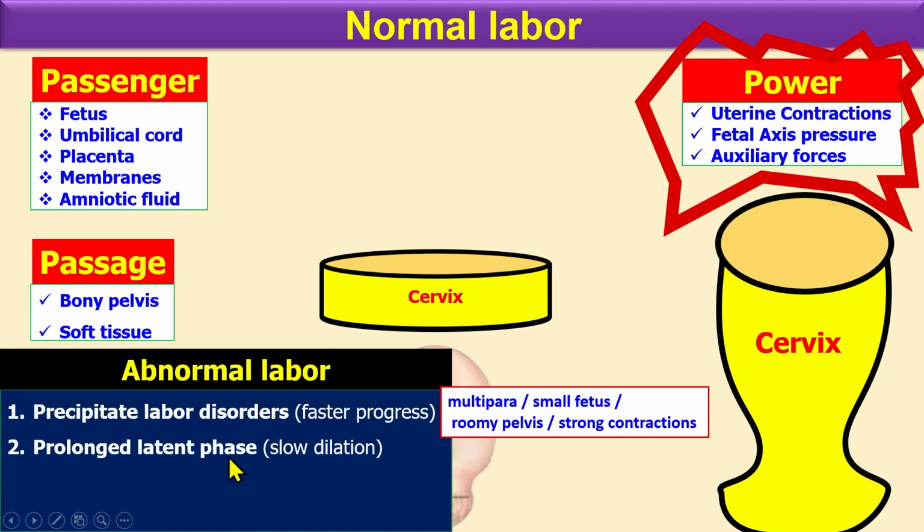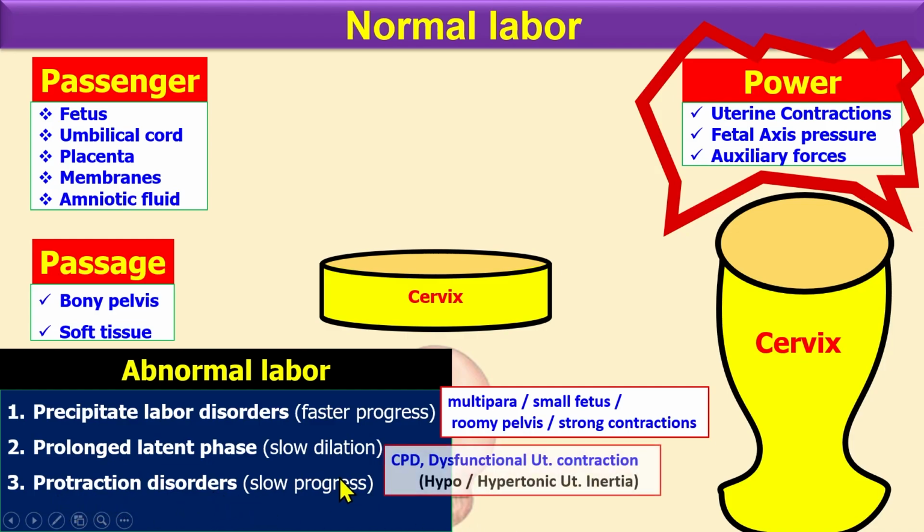Or the prolonged latent phase, meaning slow dilation. Or the protraction disorder, which is slow progress, as protraction means slow, of either the first stage or the second stage. This slow dilation and slow progress occur in CPD, the cephalopelvic disproportion, or in dysfunctional uterine contraction, like hypo or hypertonic uterine inertia. And the arrest disorder means there is no progress at all, either in the first stage or in the second stage.